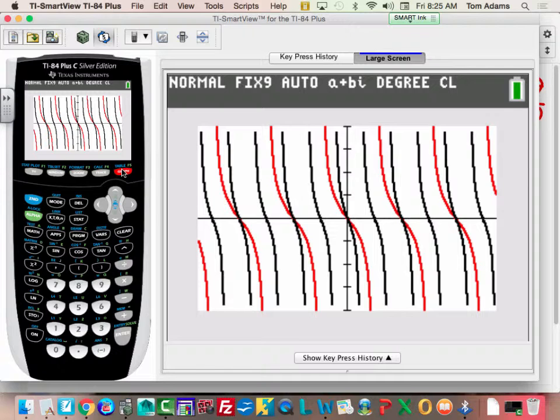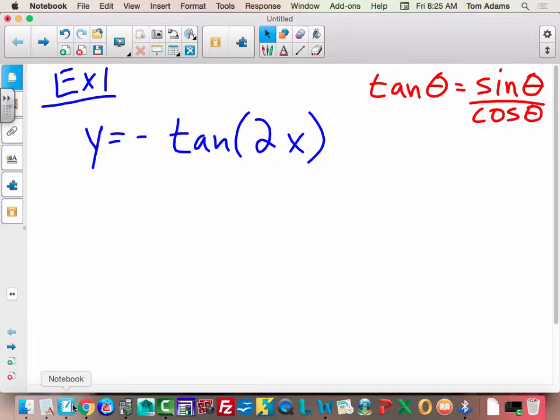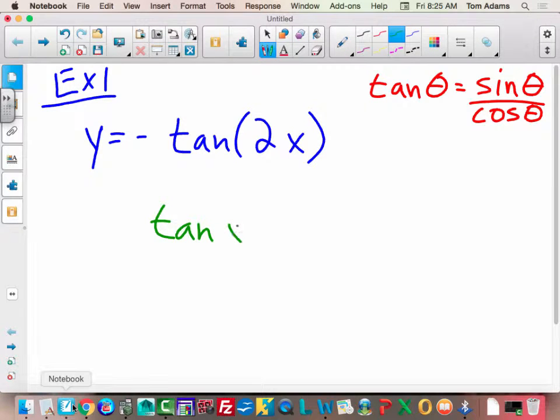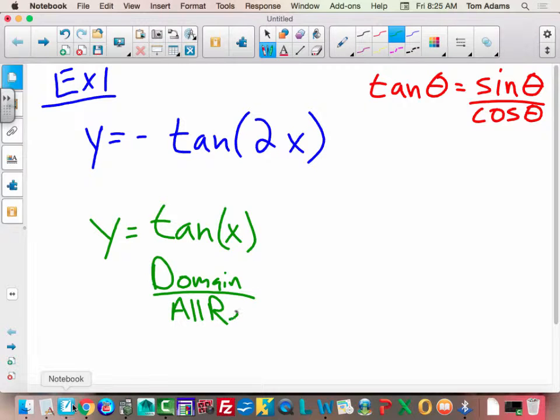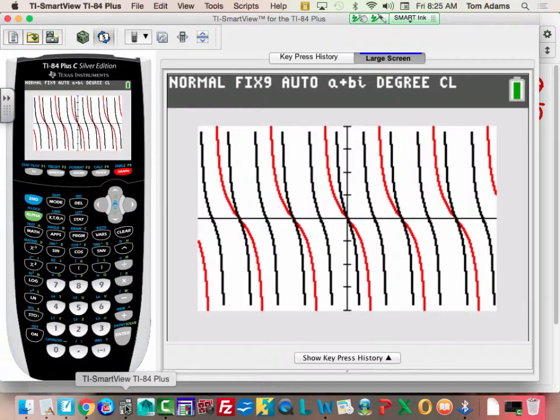So let's just write some notes down. Are you guys writing this down? Yeah. So let's write down what the original tangent of x looks like with regards to some terms. What was the domain of that thing? All real numbers. So the domain was all real numbers. What was the range? Oh wait, let's think this through. It was all real numbers, sort of.